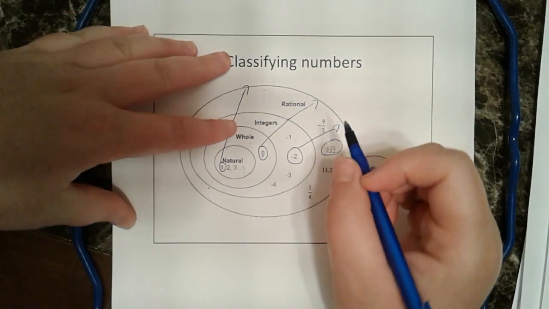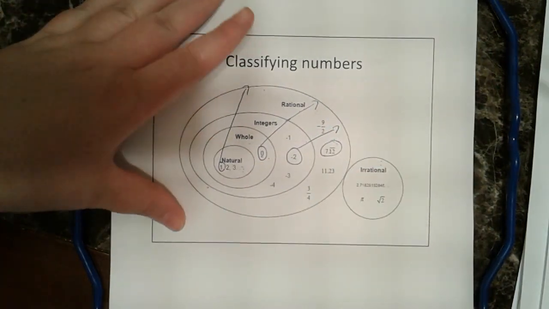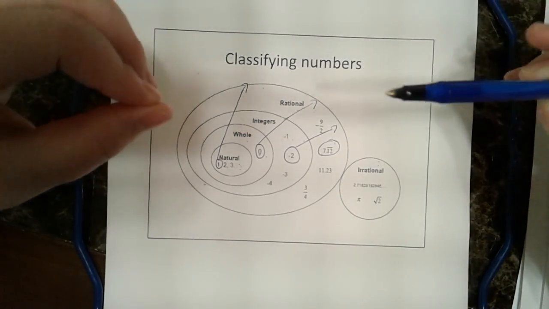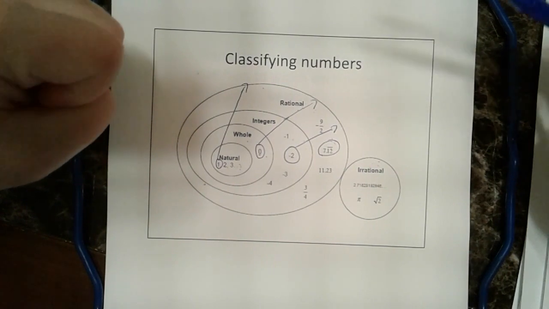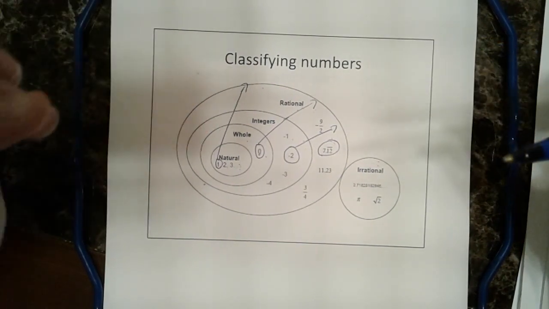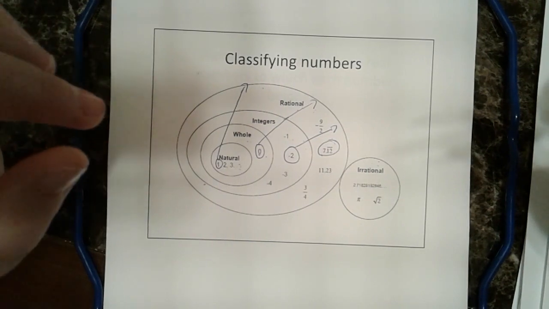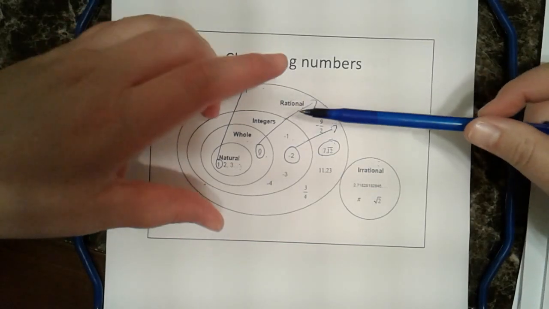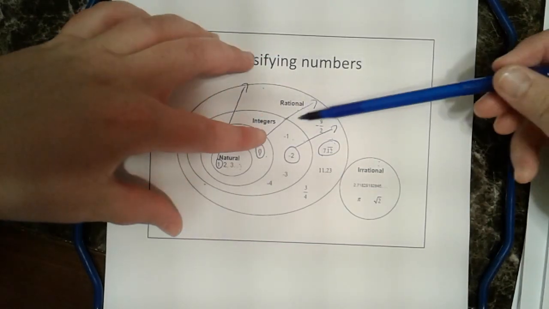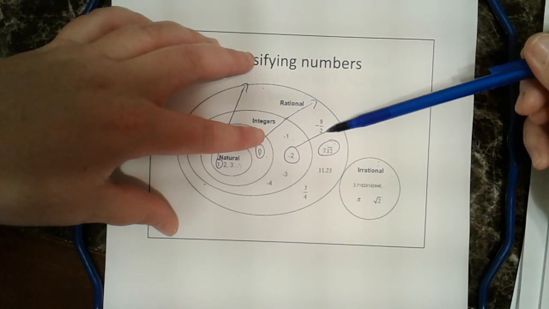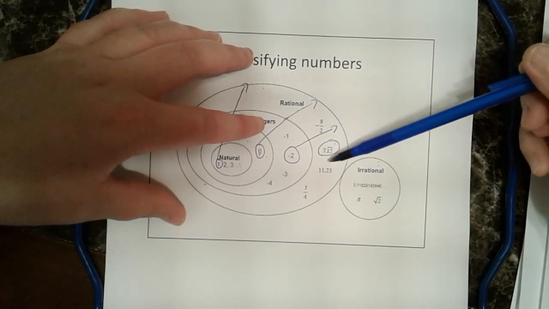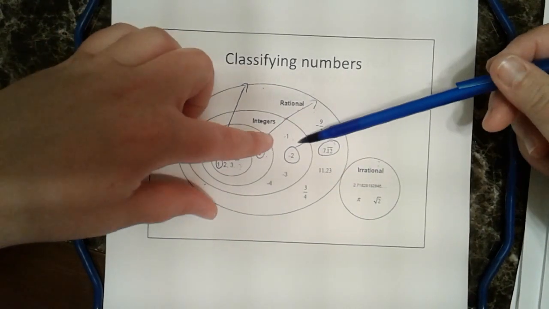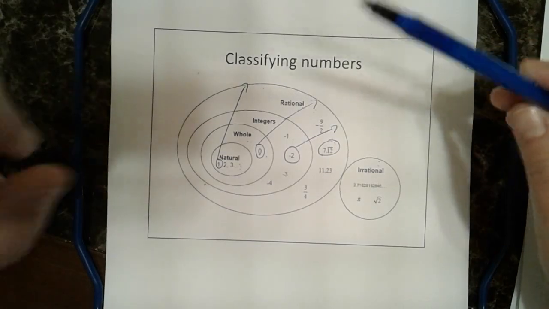So, let's say I say this, and be careful with what I'm saying. Are all rational numbers integers? No, they're not. All rational numbers are not integers. Okay? Because of -9 over 2, 7.12, 11.23, 3/4. Those are all rational numbers, but they're not integers.